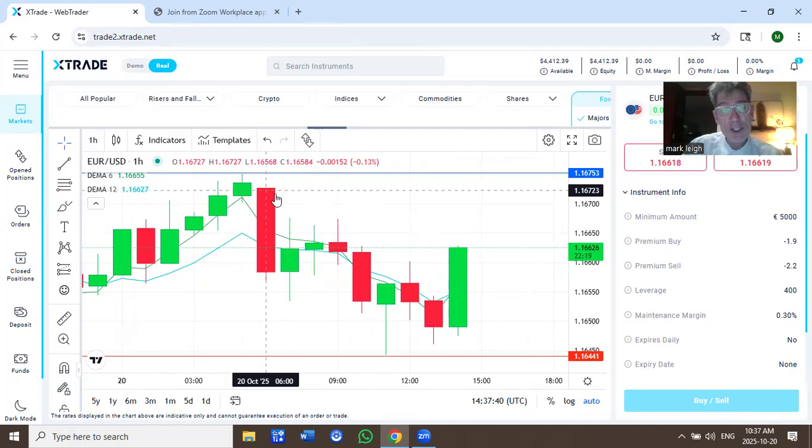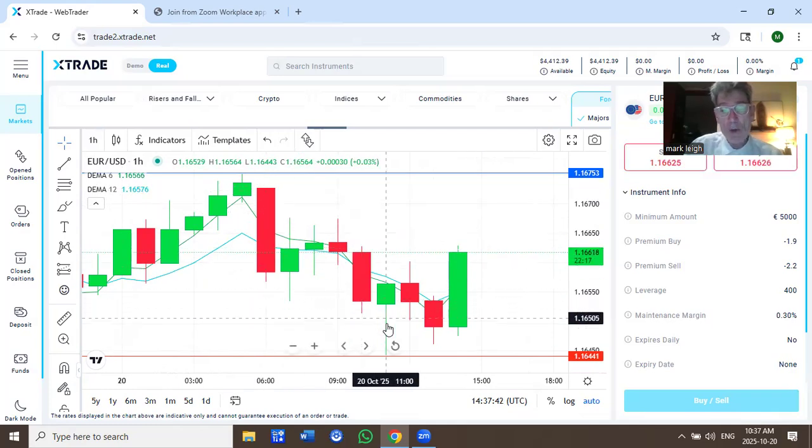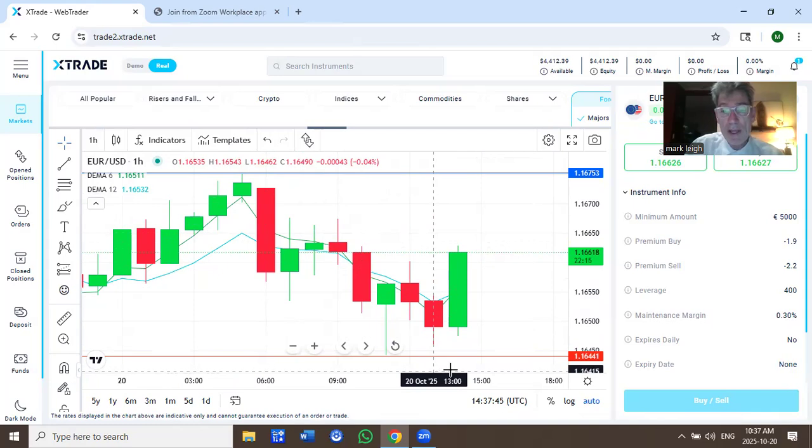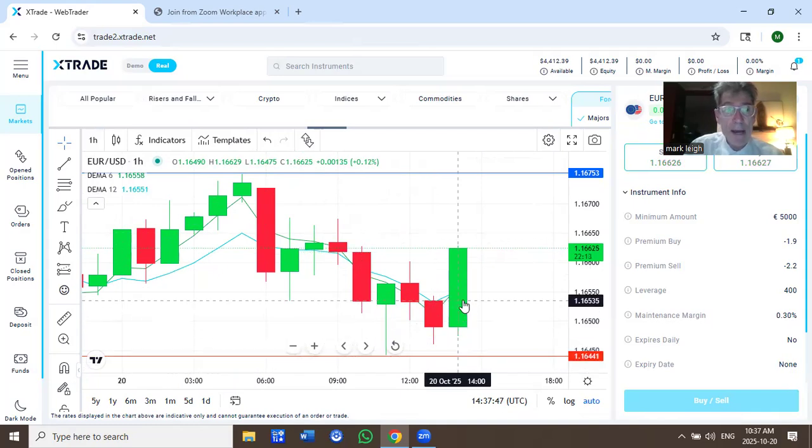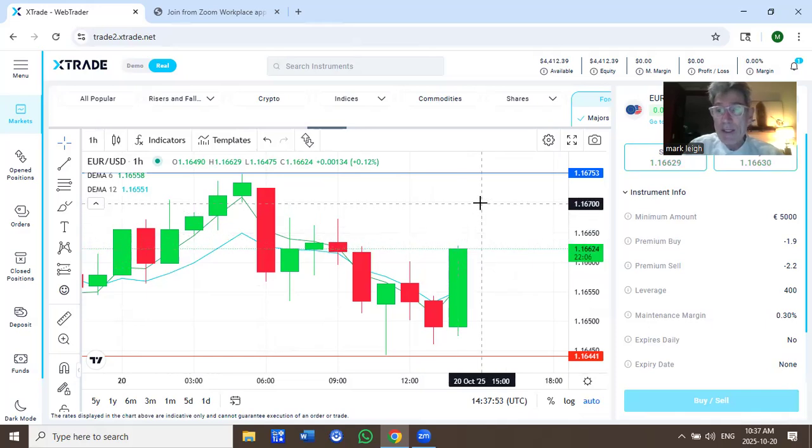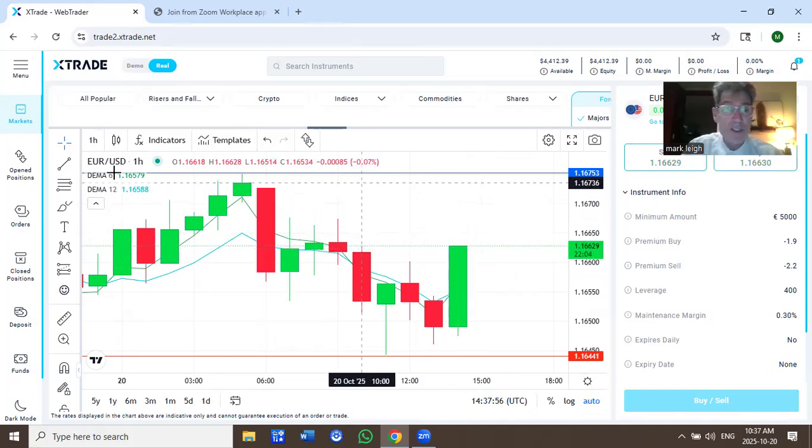I'll zoom in on that hourly. There you can see initially selling euro, buying US dollar strength. Here's the turnaround, buying euro, selling US dollar. You can see in this past hour the green candlestick. Buyers will be looking up at the 116.75 resistance level.